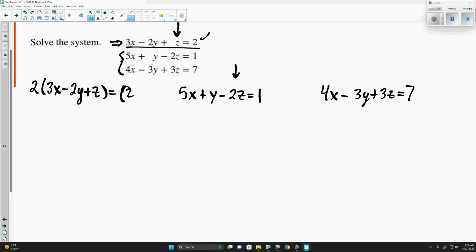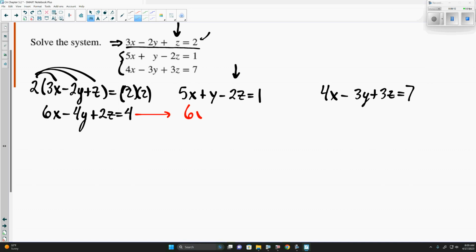equals r2 times 2. Now on the left-hand side, we can distribute the 2. 2 times 3x is 6x. 2 times 2y is 4y. 2 times z is 2z. It's equal to 4. And we can put this equation underneath the first one. Now some books would say that we need to multiply it by -2 to get them to be the exact same, but this still works just fine.